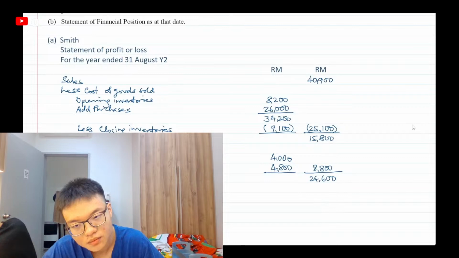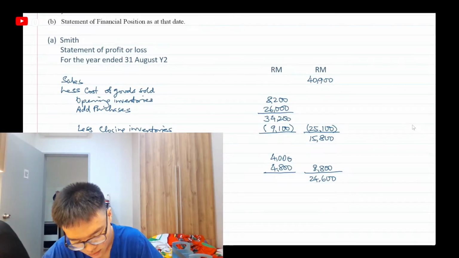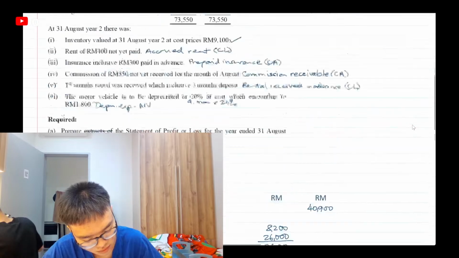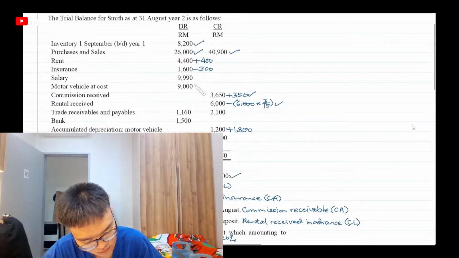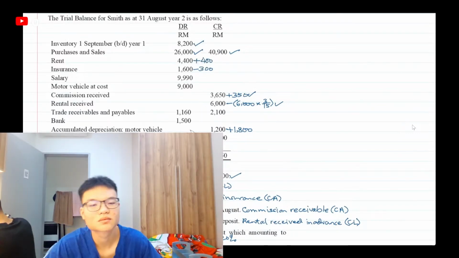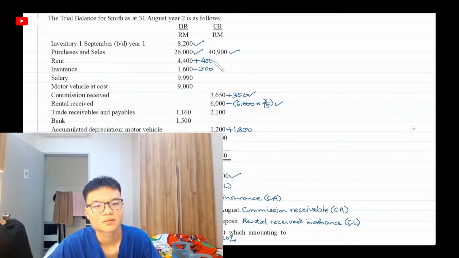Now after your total income, you deduct all your expenses. We have to go back to the trial balance and look for expenses. All expenses will have debit balances. So you just look down the debit column. As usual, all those numbers that we have already ticked, no need to look. Okay, you only look at those numbers that don't have a tick yet. Now the first expense I see is rent.